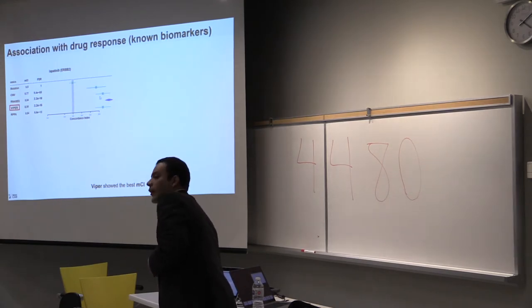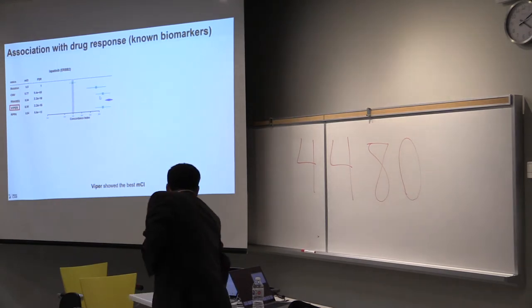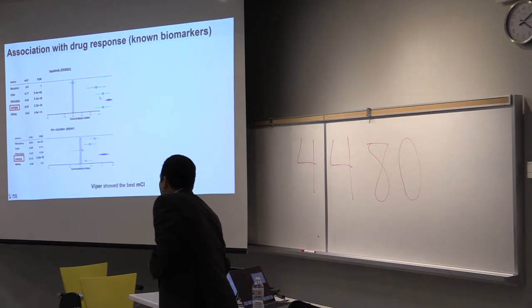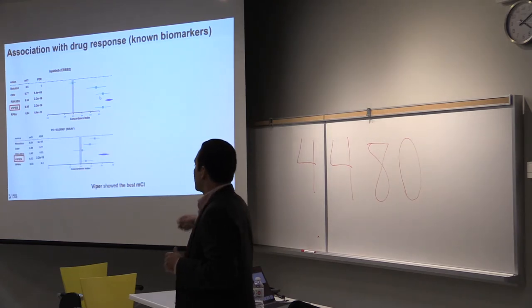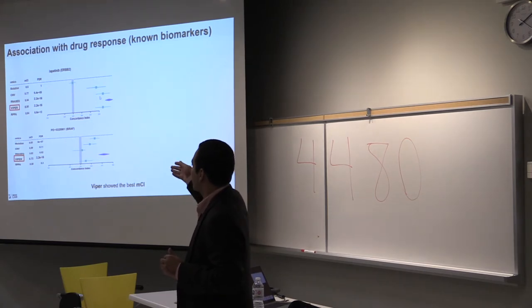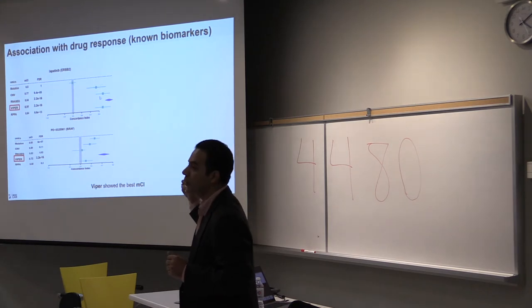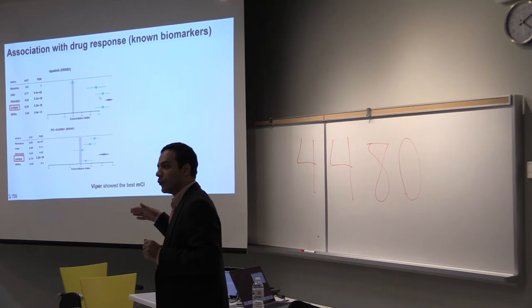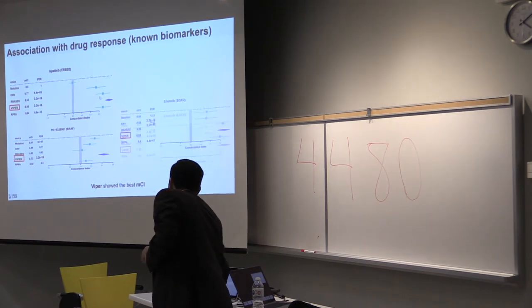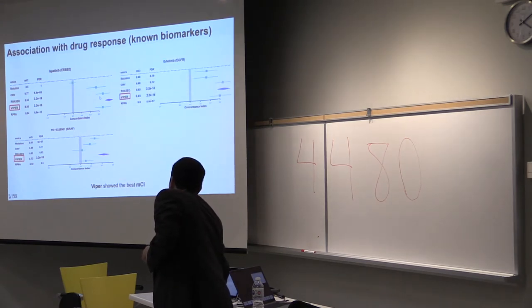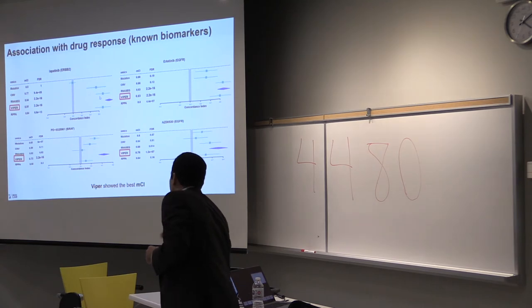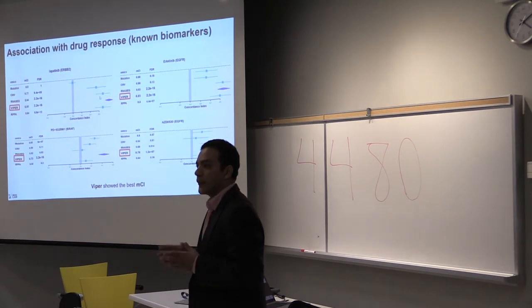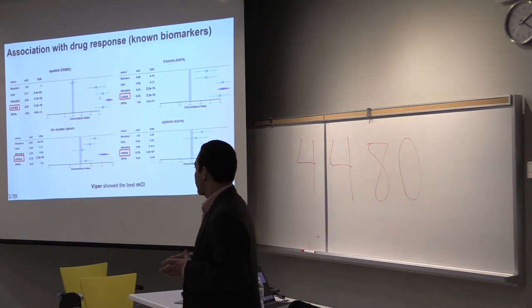Then comes next RNA-seq. So we also find this profile in other drugs, not only those having RNA-seq as a biomarker, but for this drug that has BRAF, which is a mutation biomarker, VIBAR also outperforms the different models. We tested this also for other drugs, like this drug, and also VIBAR showed the best MCI result.